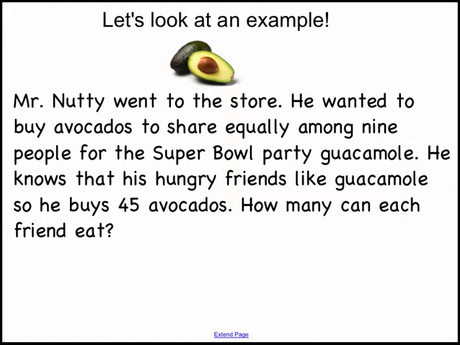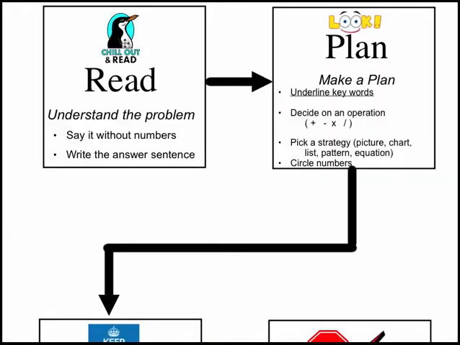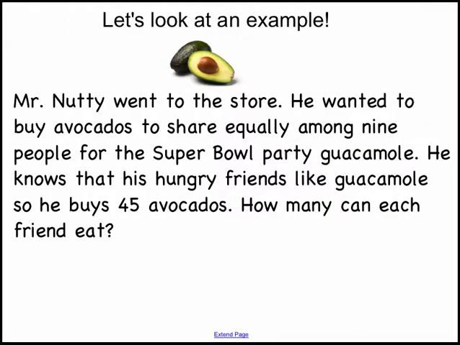So the first thing I'm going to do, according to our penguin, is chill out, read, understand the problem. I want to be able to summarize what I just read, and I'm going to say it without numbers. So I'm going to get my pen ready here to cross out any numbers and replace them with other words. Mr. Nutty went to the store. He wanted to buy avocados to share equally among 9. Oh, there's a number. I'm going to put the word some in instead.